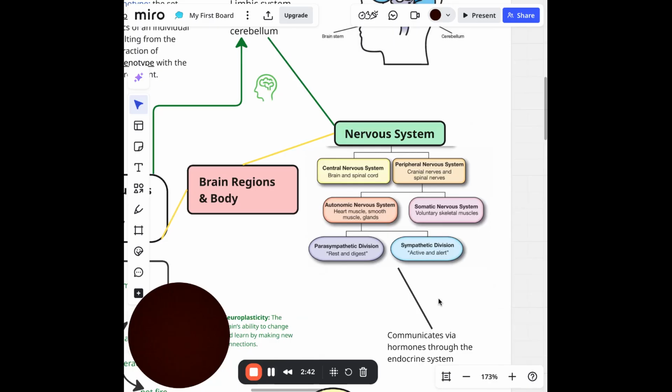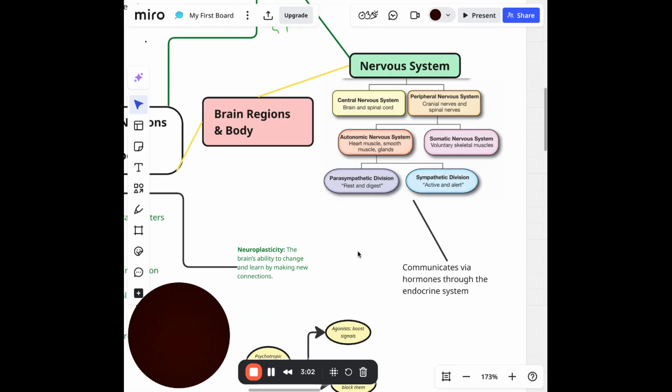So together these areas form the nervous system. We've got the CNS, which includes the brain and the spinal cord. The PNS covers all of the other nerves. Within the autonomic nervous system, we've got the sympathetic branch, which prepares the body for fight or flight, while the parasympathetic branch restores calm with rest and digest. These communicate via hormones through the endocrine system.